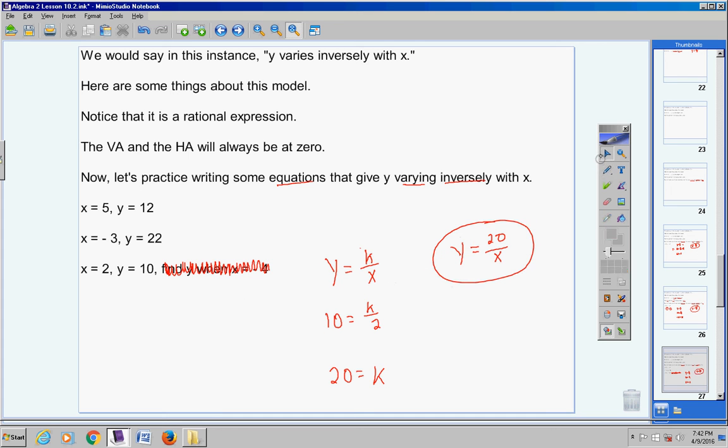Now part 2 says to find y when x is negative 4. So where the x is, I'm going to put negative 4. Obviously y equals negative 5, because a positive divided by a negative is negative, and 20 divided by 4 is 5. So there are the two answers. Step 1 answer, y equals 20 over x. That's your inverse variation equation. And then when I put negative 4 into the equation, I get out negative 5, so y equals negative 5. Okay? Alright, I hope this is making sense.